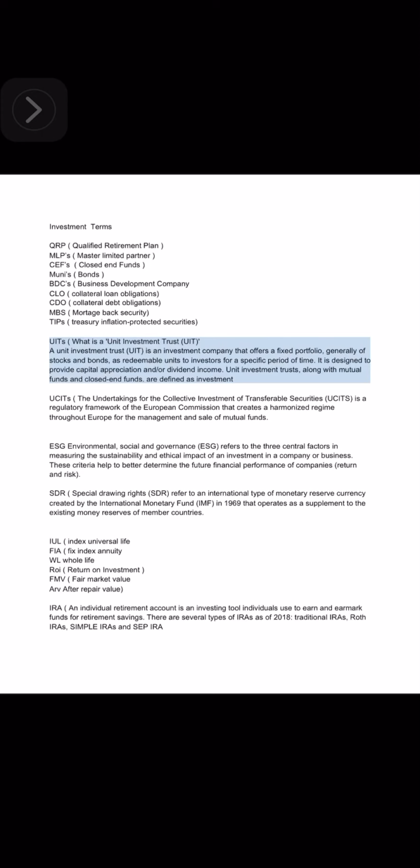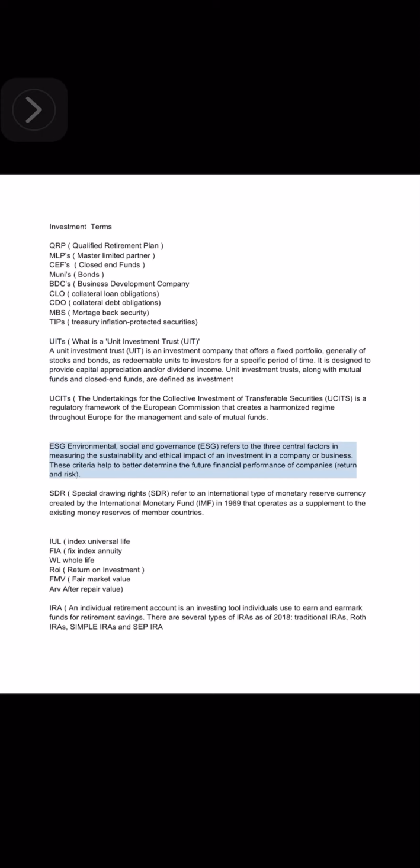UCITS, undertakings for the collective investment of transferable securities, is a regulatory framework of the European Commission that creates a harmonized regime throughout Europe for the management and sale of mutual funds. ESG, environmental, social, and governance. ESG refers to the three central factors in measuring the sustainability and ethical impact of an investment in a company or business. These criteria help to better determine the future financial performance of companies, return and risk.